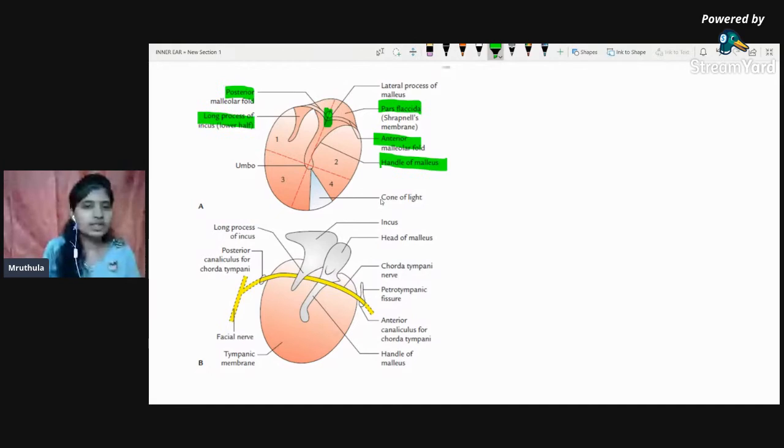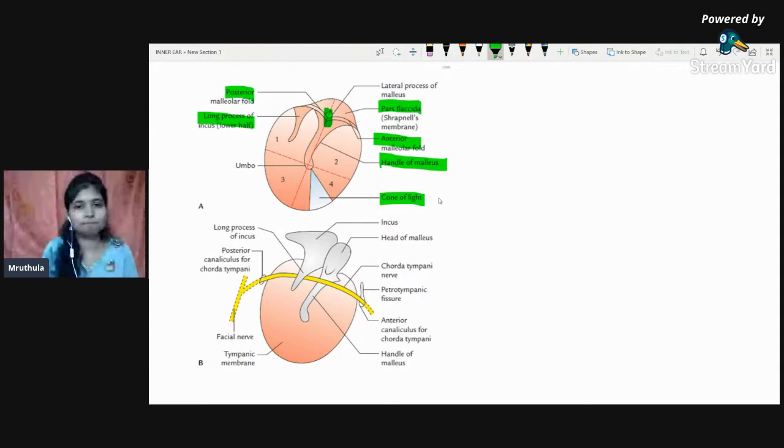What is the cone of light that's marked here? It's of clinical significance. The cone of light is seen when you examine the tympanic membrane. How do you examine it? We pass light into the ear, into the external acoustic meatus. So when we pass the light, it is reflected from the umbo, and that is seen as the cone of light in the antero-inferior quadrant, or the fourth quadrant. That is usually seen in a normal person.